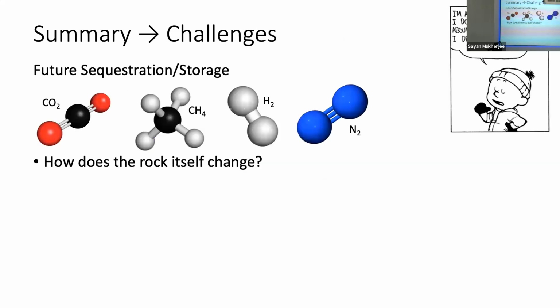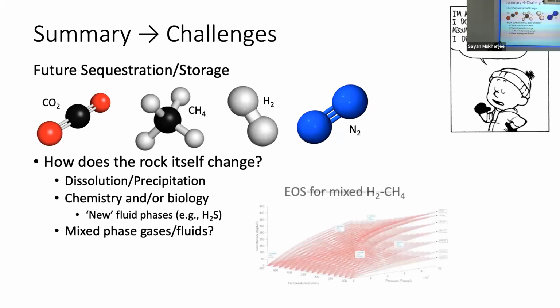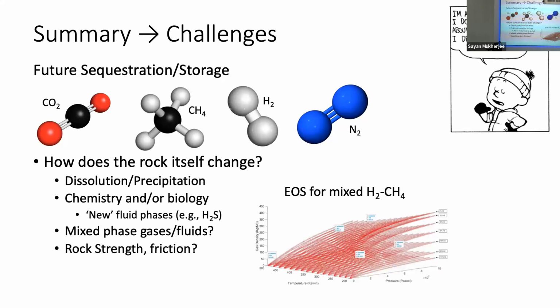We just want to look at how the rock itself changes: dissolution, precipitation of salt, chemistry and biology, particularly with the hydrogen. We're going to be bringing in new phases like H2S, and then working with these mixed gases, which are not necessarily so easy. And then how is that going to change rock strength or friction? I don't know that we can ever resolve all of this, but those are things I hope I can work on this year anyway.